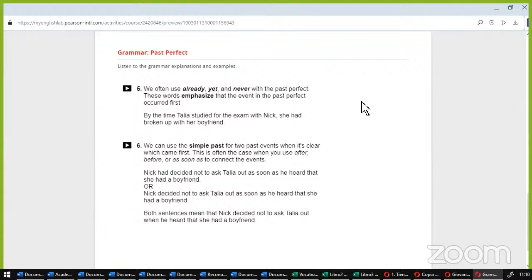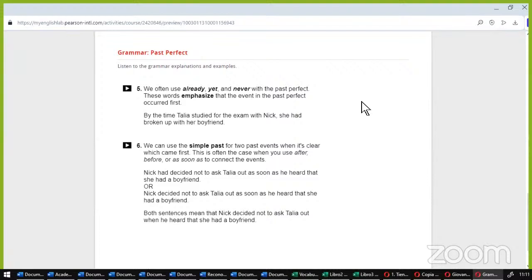We often use already, yet, and never with the past perfect. These words emphasize that the event in the past perfect occurred first. By the time Talia studied for the exam with Nick, she had broken up with her boyfriend.